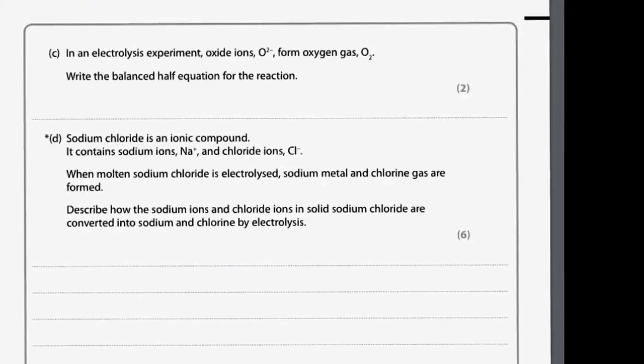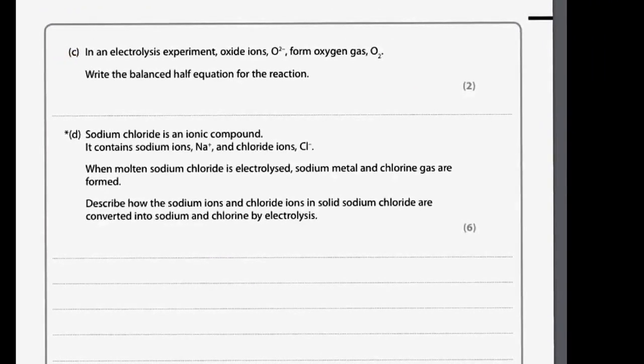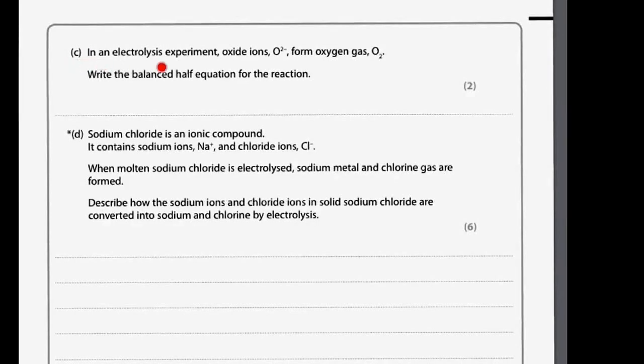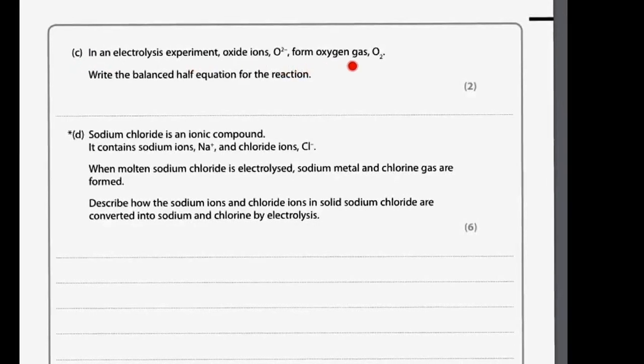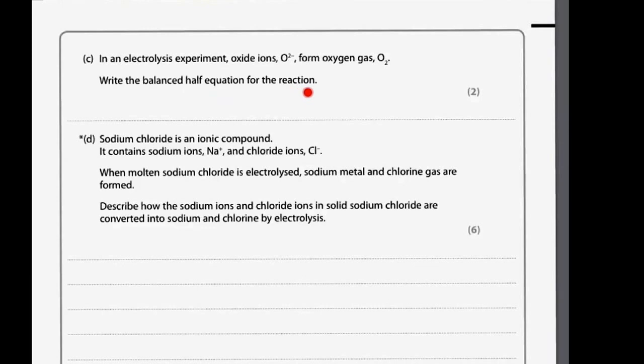So for this question, we're looking at electrolysis. It says, in an electrolysis experiment, oxide ions form oxygen gas. Write the balanced half equation for the reaction. So for this, we are given some of the things that we need. The first thing that we need, it says at the top. So now you write this down: we have oxide ions, 2 negative, and then this makes oxygen gas.